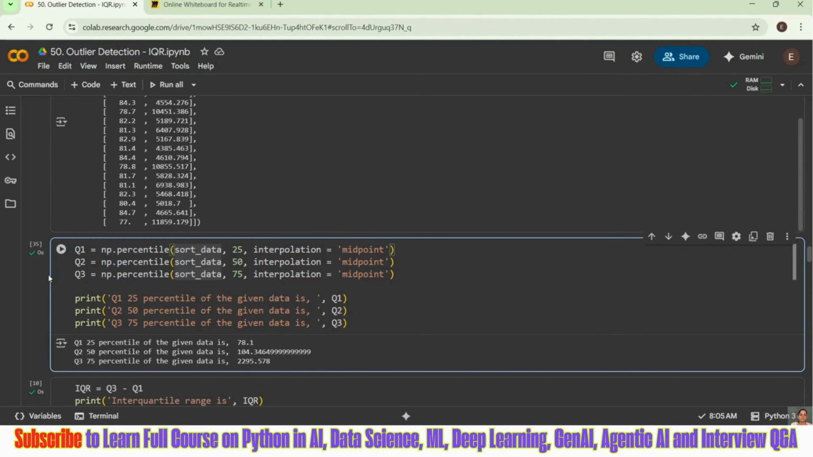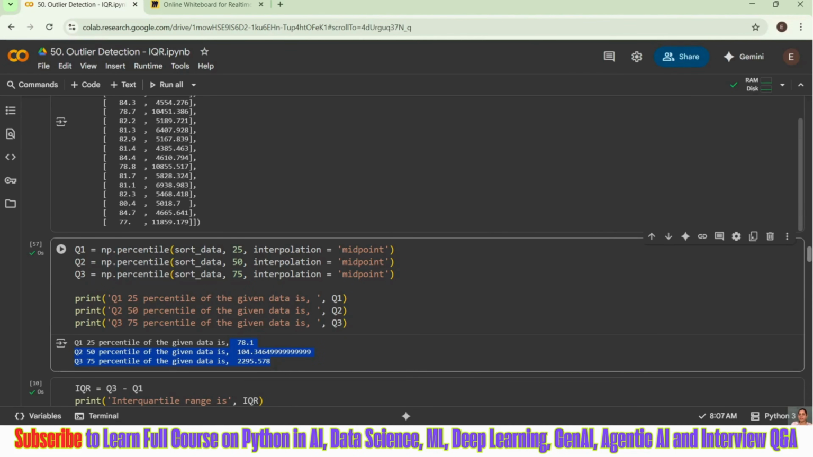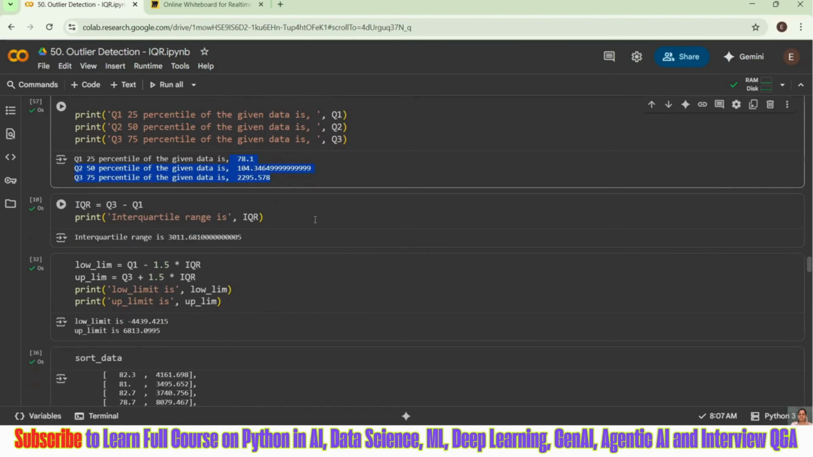Then we are calculating Q2, again using np.percentile. I am telling it 50 percentile, so I have given 50. Then interpolation midpoint, then the 75 percentile. So I have got my Q1, Q2, and Q3 respectively as below. Okay. Now, what is the next step, guys?